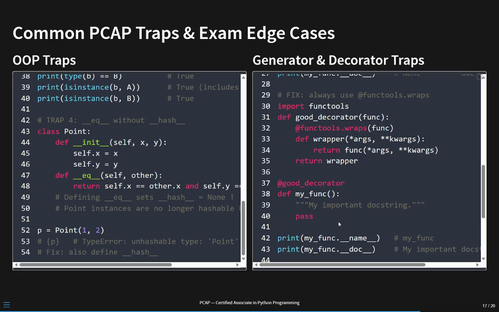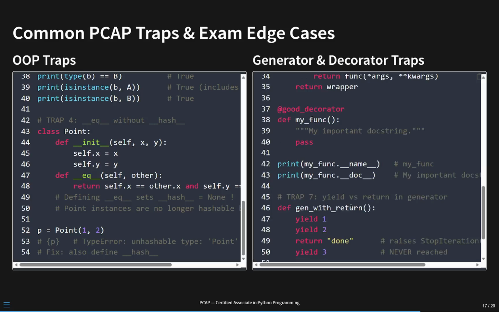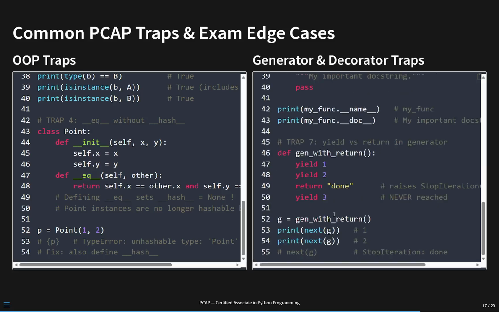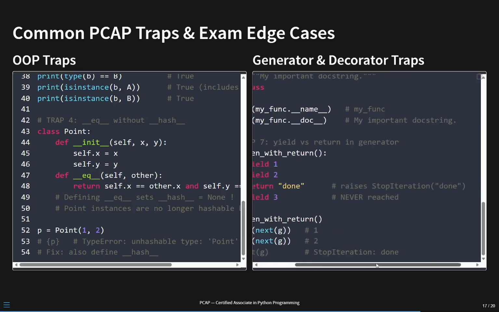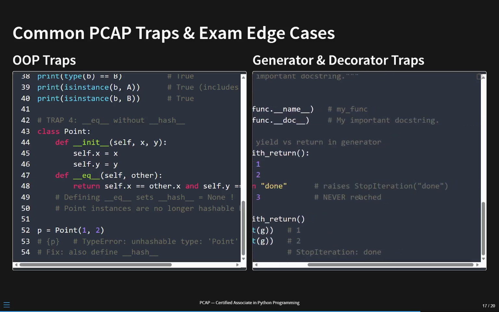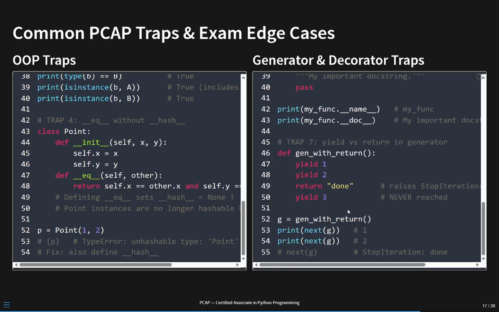Return in a generator. return "done" inside a generator function does not return the string to the caller normally. It raises StopIteration with the string as its value. The value attribute of the StopIteration exception holds it. Generator return values are typically accessed via yield from, which captures them in the subgenerator delegation.